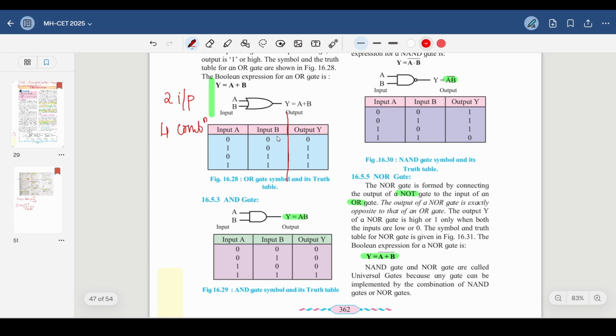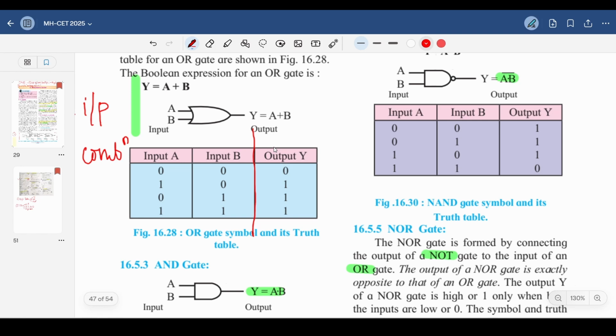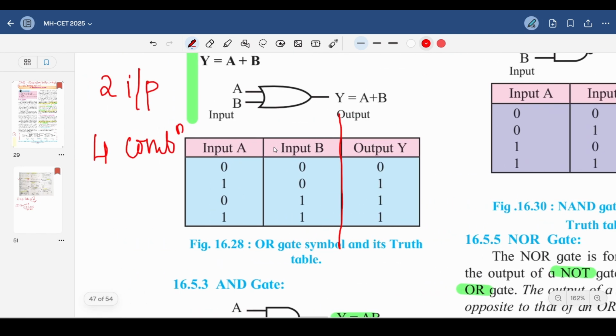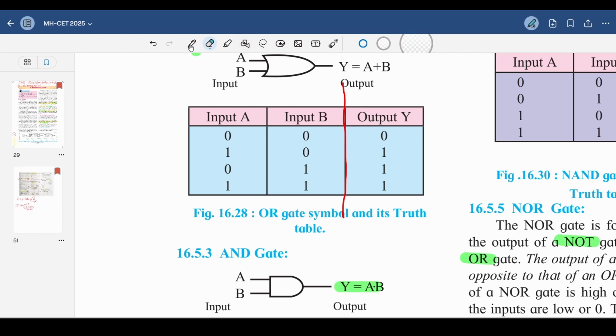Okay, so if I have to draw a circuit diagram for an OR gate, I will just show you a circuit diagram of OR gate so that you understand it better. One second. Okay, let me just draw a circuit diagram for an OR gate.